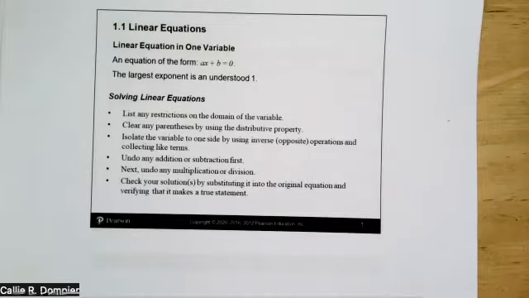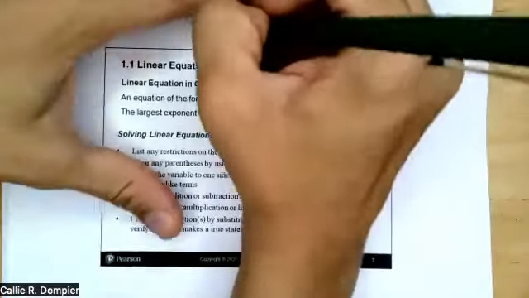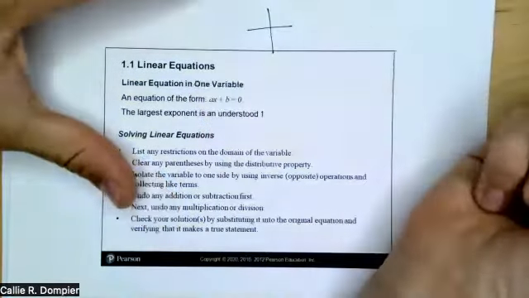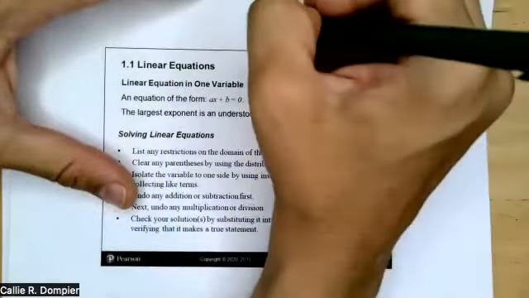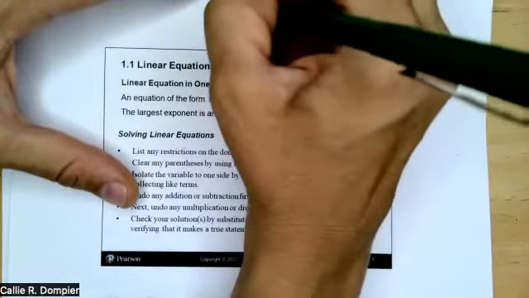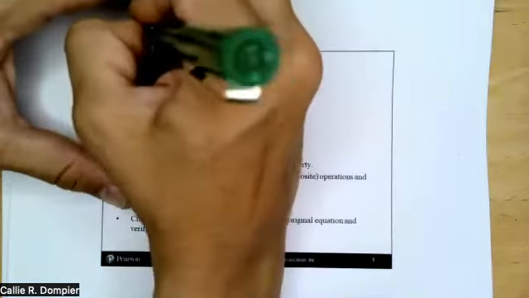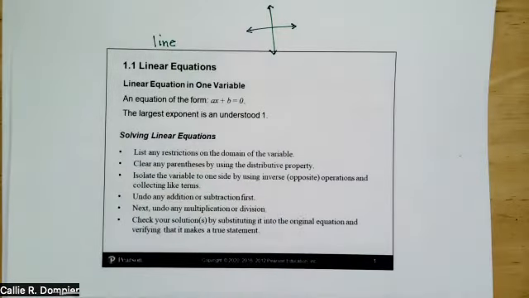Linear equations are equations that, if you were to graph them, this is the graph we'll be using for this class, right? The x-axis and the y-axis. So a linear equation, when you graph it, shows up as a line. Our next class is quadratic equations. Those do not show up as straight lines. Those would be curved lines, okay?